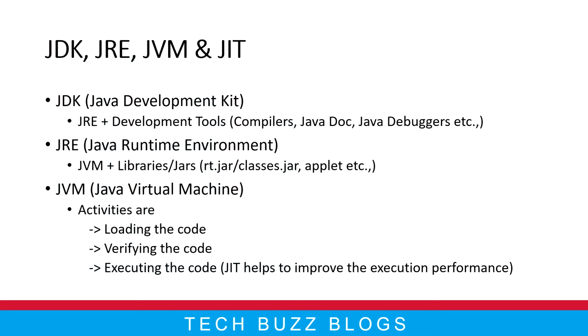So what you understood is that JDK is the Java Development Kit. There are two things: one is developing the code and another is running the code. To develop the code, you should have the JDK. JDK internally has the JRE as well as some development tools. Development tools are nothing but compilers, Java documentation, Java debuggers. All these are held in the JDK itself. That is the reason that when you want to do some coding, you need a JDK.